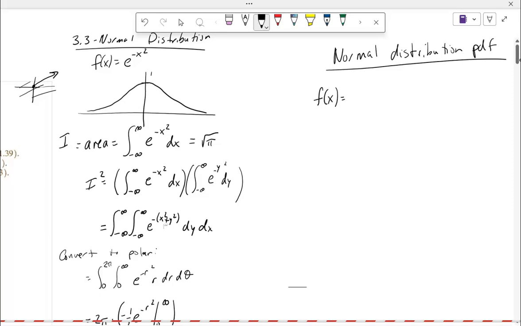All right, so out in front, you're going to get a 1 over square root of 2 pi sigma squared. What's sigma squared again? Usually we use that for the variance, right? So that's actually going to turn out to be the variance for this thing, and then it'll be e to the negative, it'll be x minus mu squared over 2 sigma squared. I know it looks ugly.